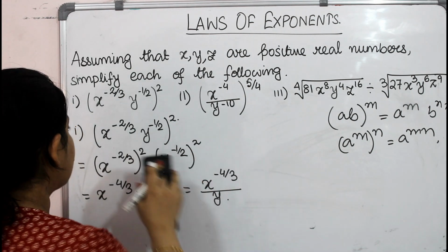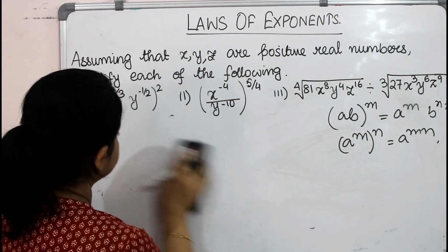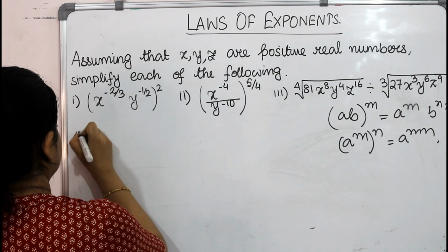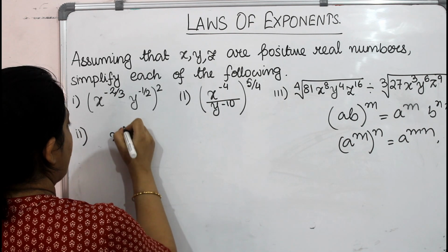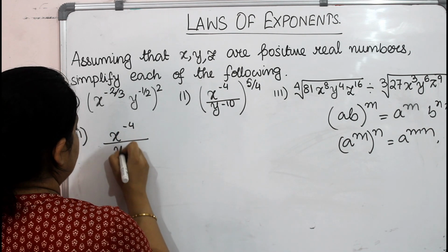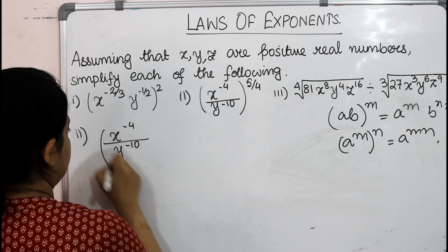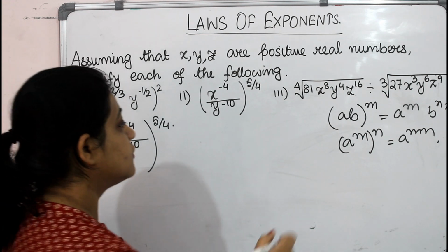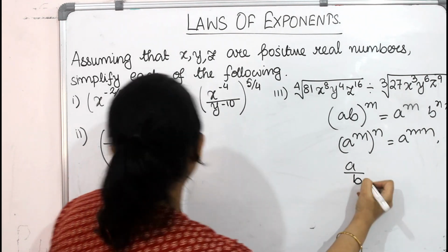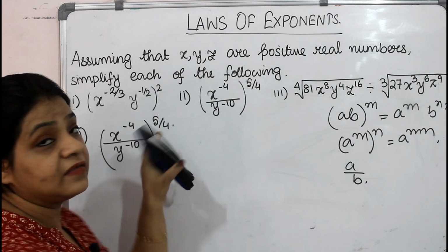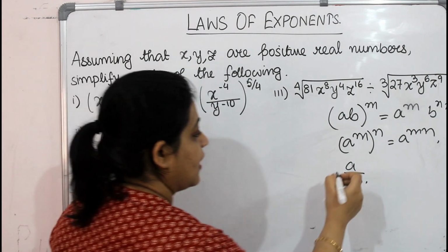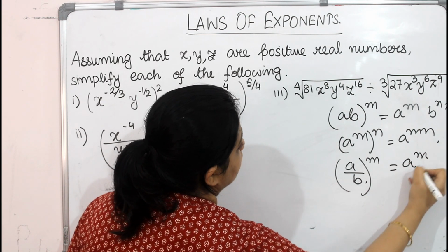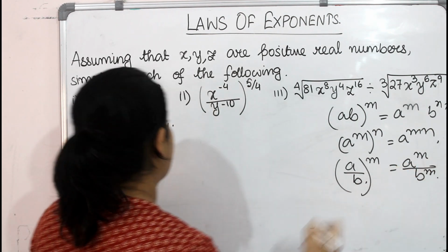Okay, so the second sum is x to the power of minus 4 divided by y to the power of minus 10, the whole to the power of 5 by 4. So this is of the form a, b, both of them having different bases but the same power, isn't it? So (a by b) to the power of m, we can write as a to the power of m by b to the power of m.